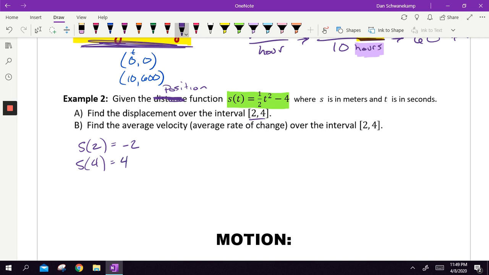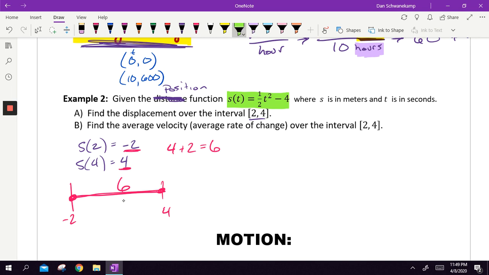If I want to do displacement, I'm going to take my ending position minus my starting position. 4 plus 2, it's 6. And that makes sense. If we threw this on a number line, we are going from -2 over here all the way to 4. And if I went from -2 to 4, I traveled 6. So my displacement is 6.